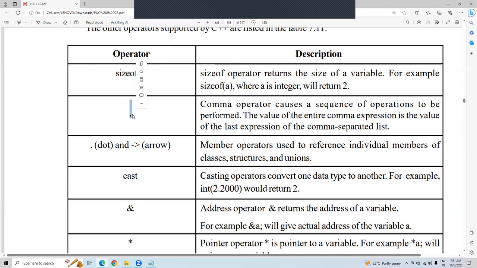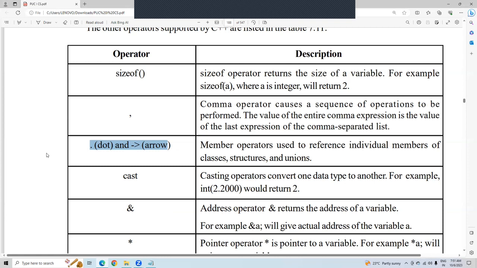And we have the comma operator, which is used to separate related expressions using a comma sign so that they can be written in a single line. You need not write them on separate lines. You can club more than one related expression into a single line. Dot operator and arrow operator are there. Member operators are used to reference individual members of classes, structures, unions, that you can see in the classes chapter.